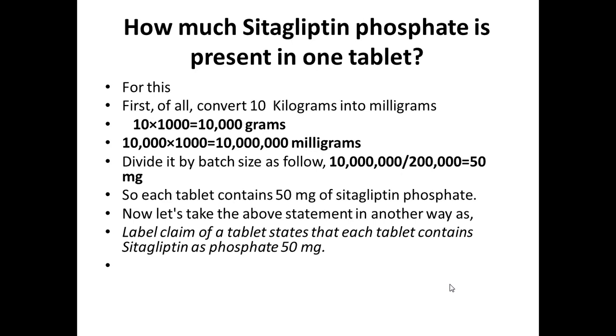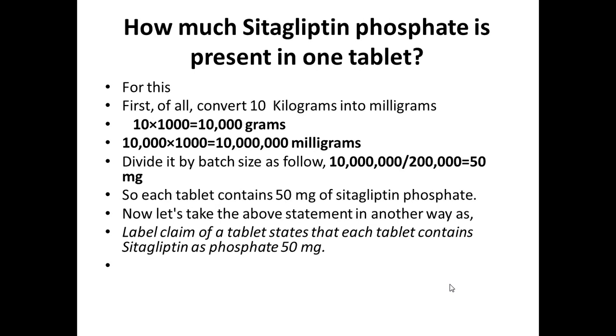First of all, convert this 10 kilograms into milligrams. By following the procedure, we will obtain the amount in milligrams. Divide it by batch size. By dividing with the batch size, we will obtain the actual potency, that is 50 milligrams. So each tablet contains 15 mg of sitagliptin phosphate.